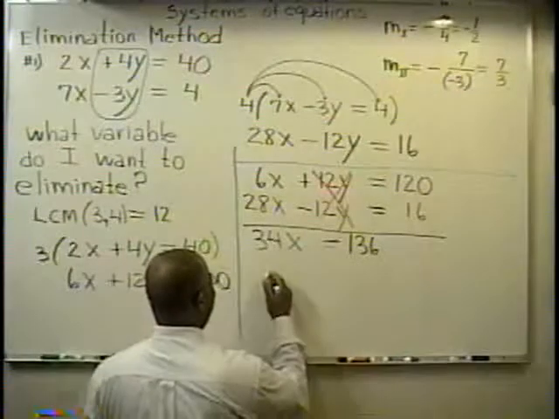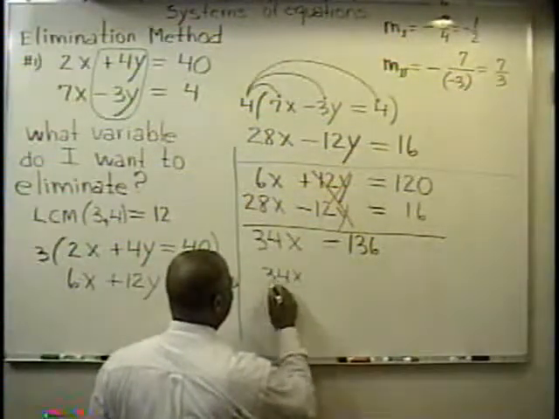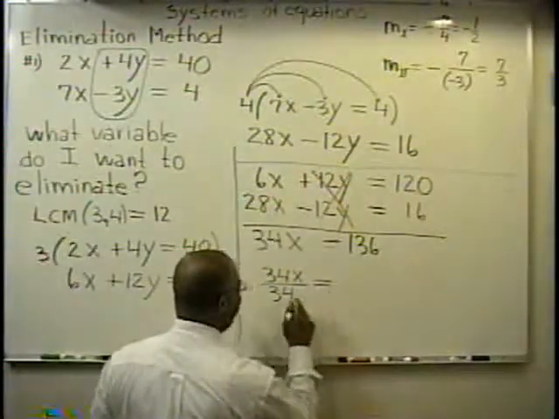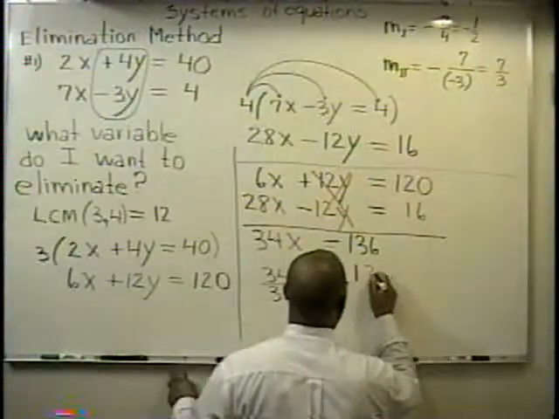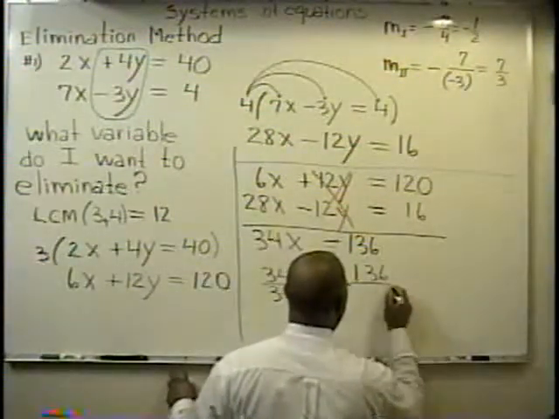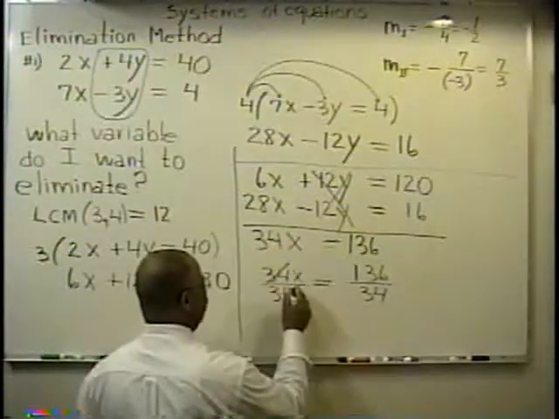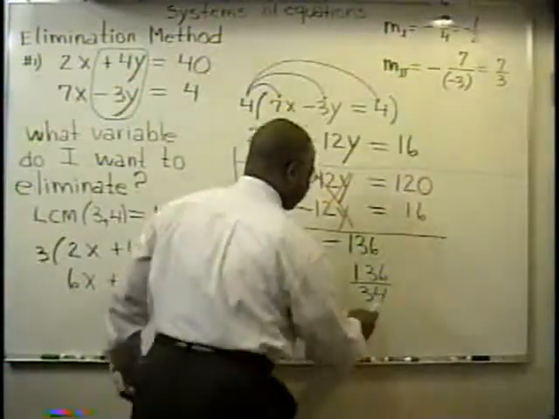So now, let's take a look. I'm going to go 34x divided by 34. And whatever I do on the left side, division property of equality, I must do the same thing on the right side. I divide the right side by 34. Here the 34 is divided, I get x. Now, ladies and gentlemen, it is 34.